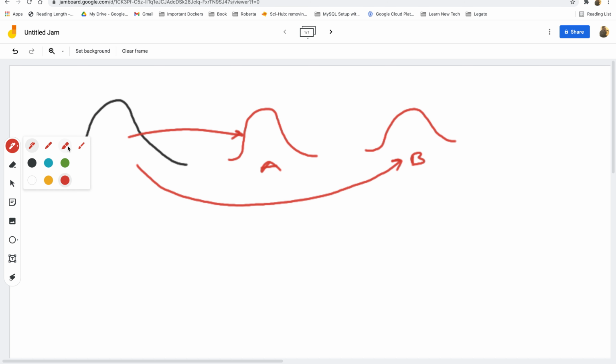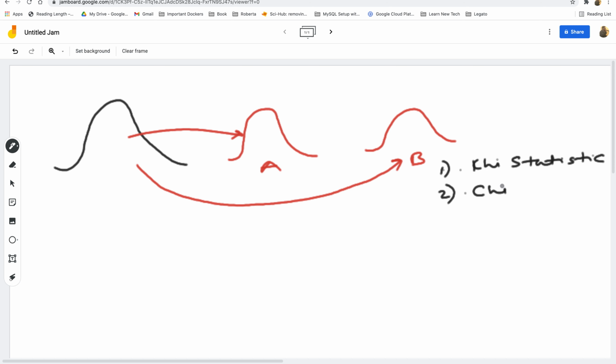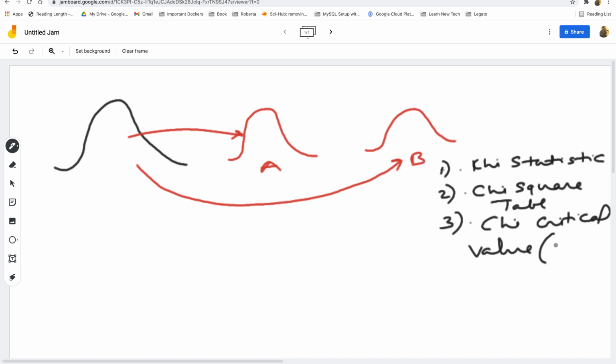Generally, for all the tests, either the chi-square test or the ANOVA test, the process is the same. The first thing is we try to find out the chi statistic value, for which we have a formula. Once we have the chi statistic value, we check it on the chi-square table. And finally, based on the chi critical value, we get a p-value.